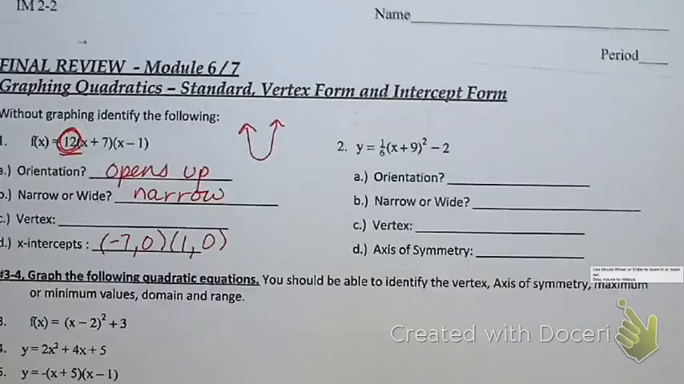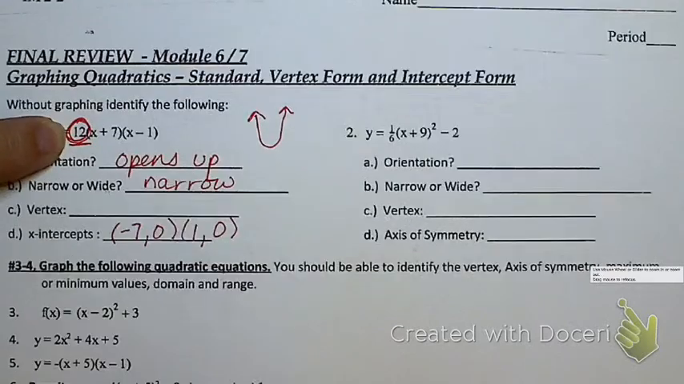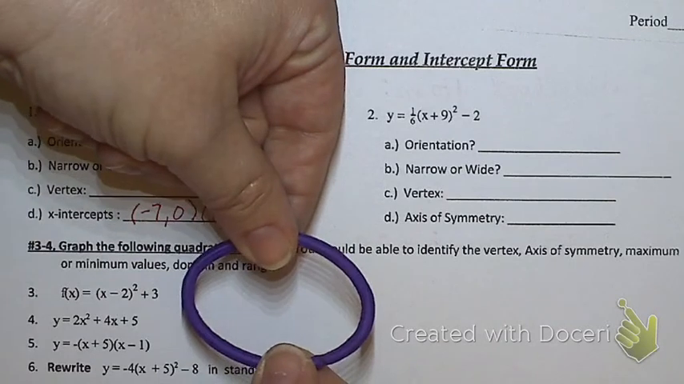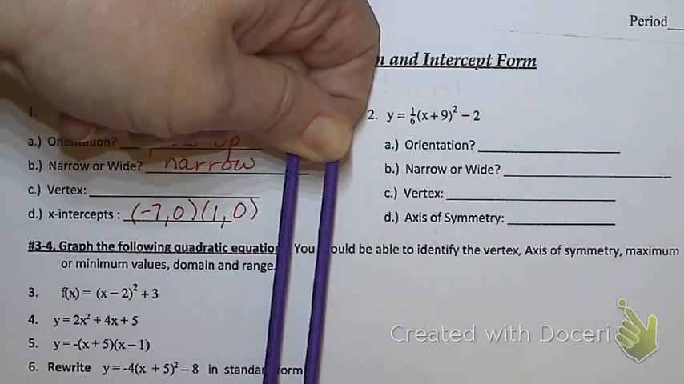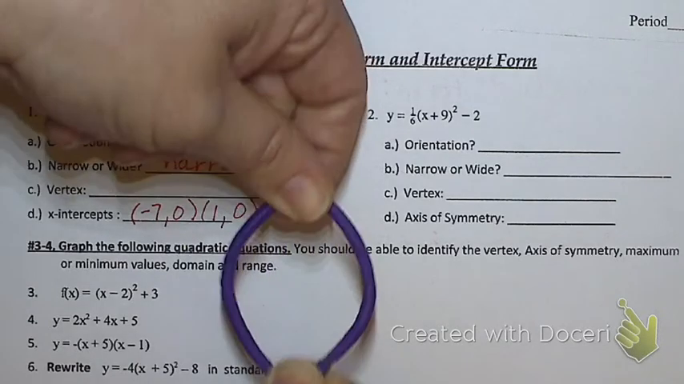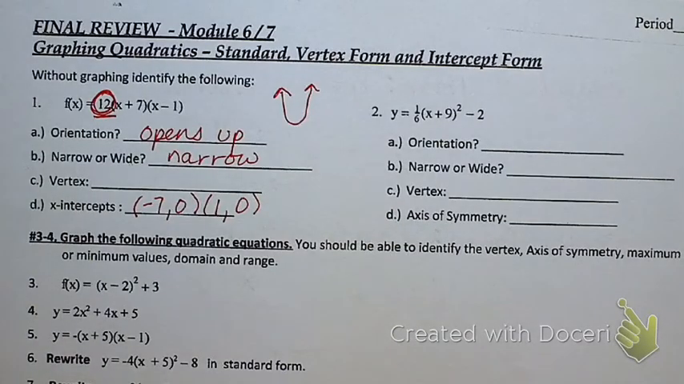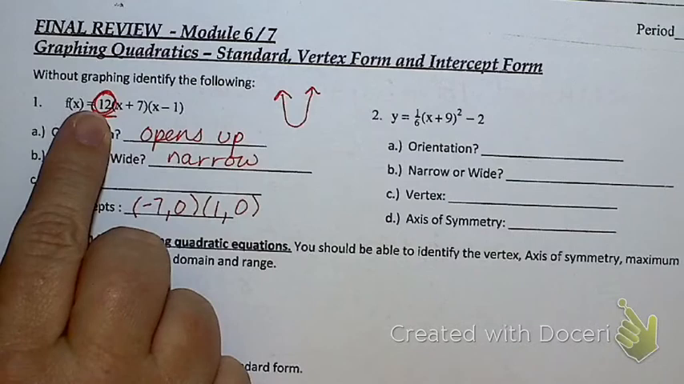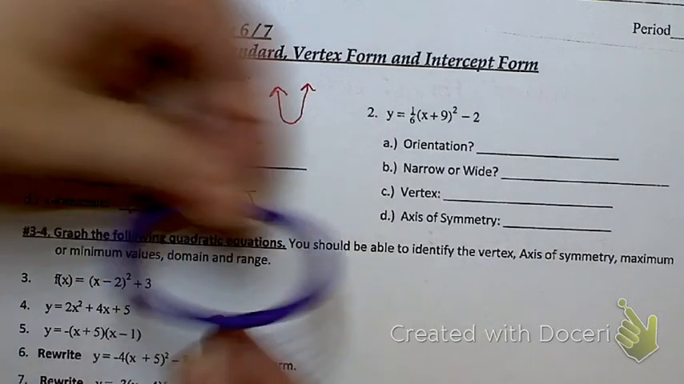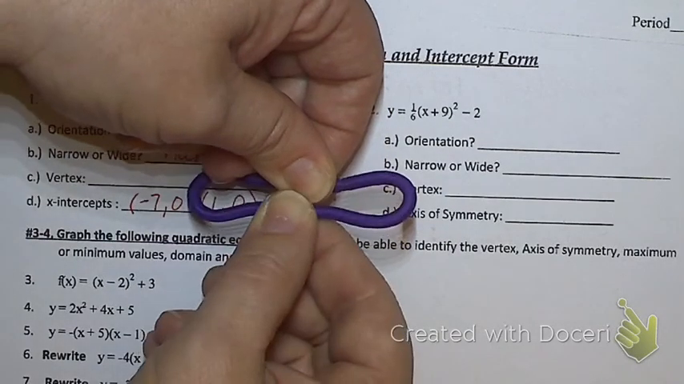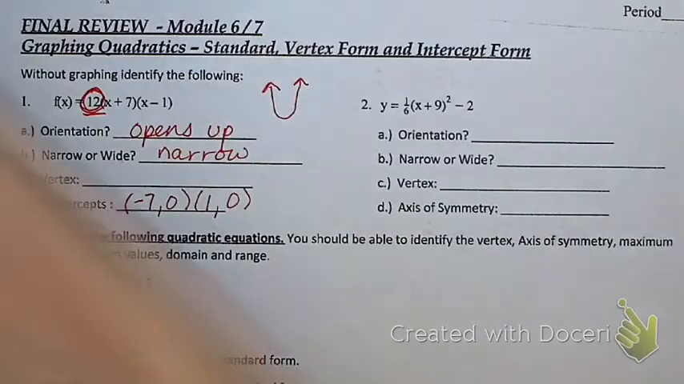If you think about it, when this is a big number, it's a vertical stretch, correct? Watch my hair tie. When I stretch it vertically, is it going to become wider or narrower? Narrower. So a vertical stretch makes it narrower, but a vertical compression makes it wider. So if we say opens down, then it makes it wider. Opening up or down is irrelevant. It's whether it's a stretch or a compression. Because it could still open down and be narrower, or down and be wider.